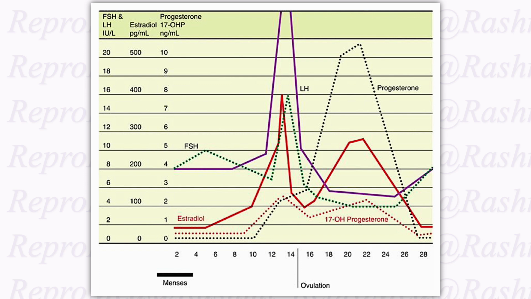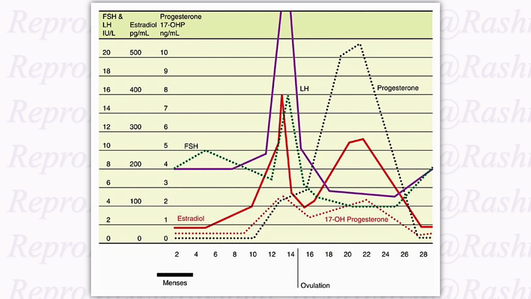First is FSH, which is released by the anterior pituitary once the pituitary gets signals from the hypothalamus, which releases gonadotropin-releasing hormone. FSH acts on the Graafian follicles of the ovary and estradiol starts getting released. Once estradiol crosses more than 200 picograms per ml and stays for more than 50 hours in the body, LH starts rising, which is known as the LH surge.